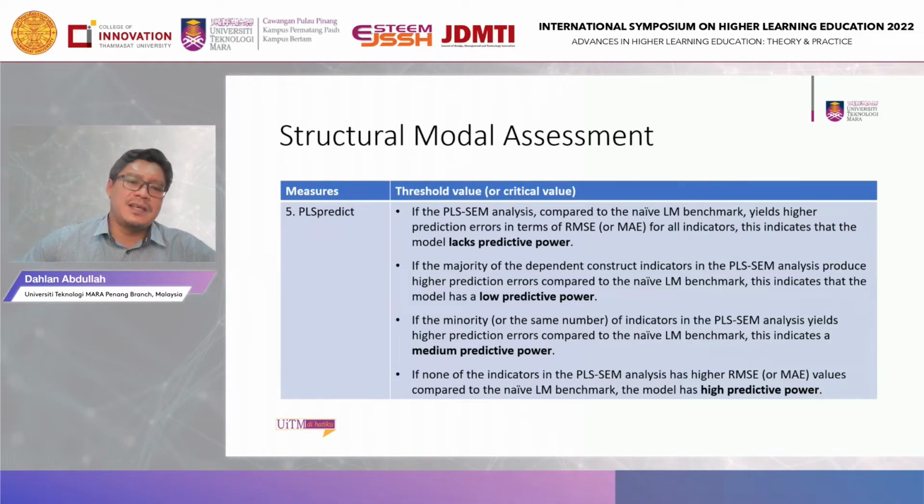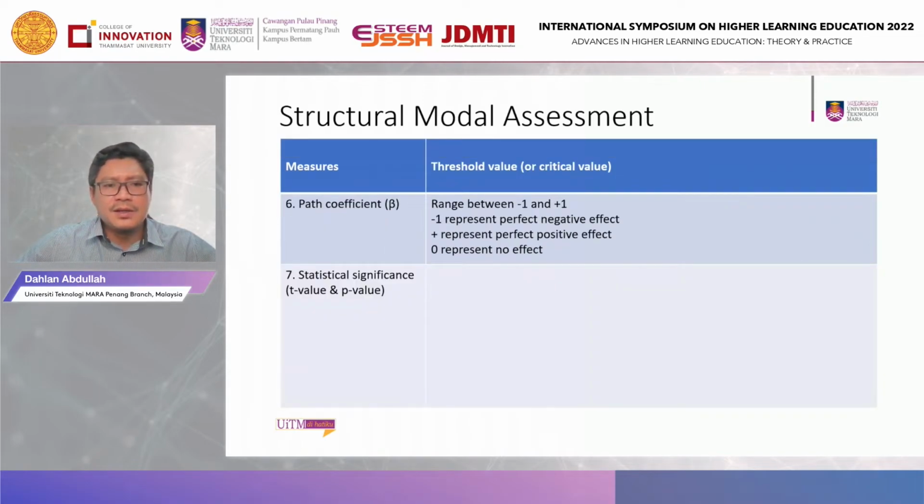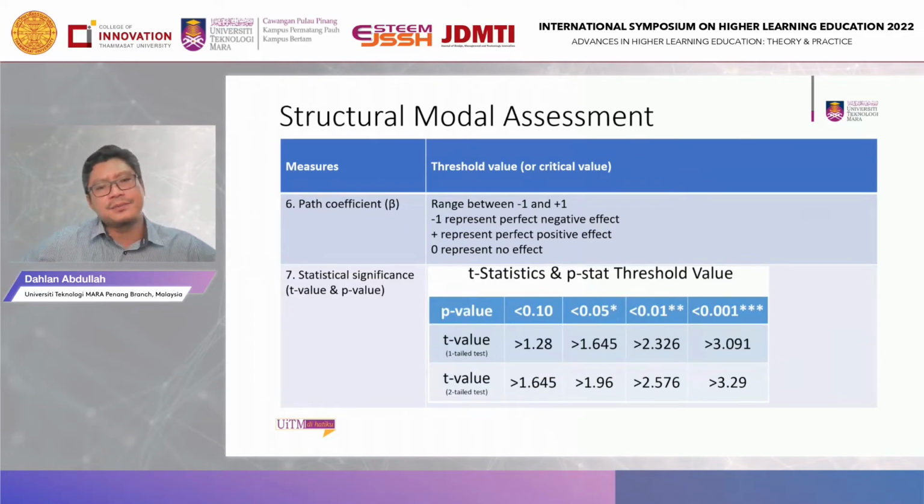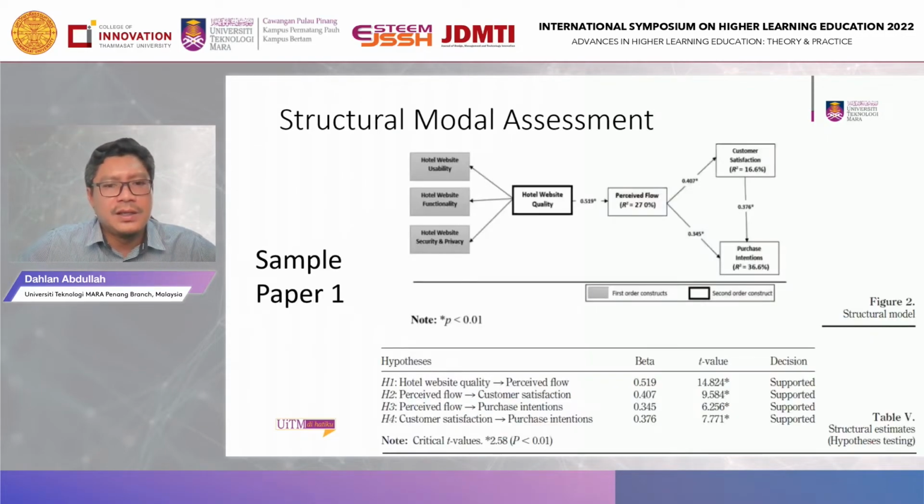Maybe in this session we don't have enough time to discuss PLS predict in detail. The focus in this session will be on the path coefficient and the significance of the relationship. And this is the standard threshold value to determine significance level, depending on whether in the analysis we use a one-tailed or two-tailed test. Okay, let's see the example of the paper from just now.